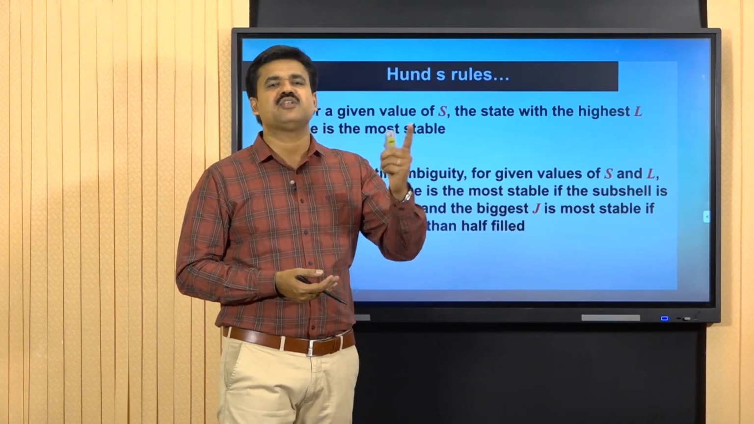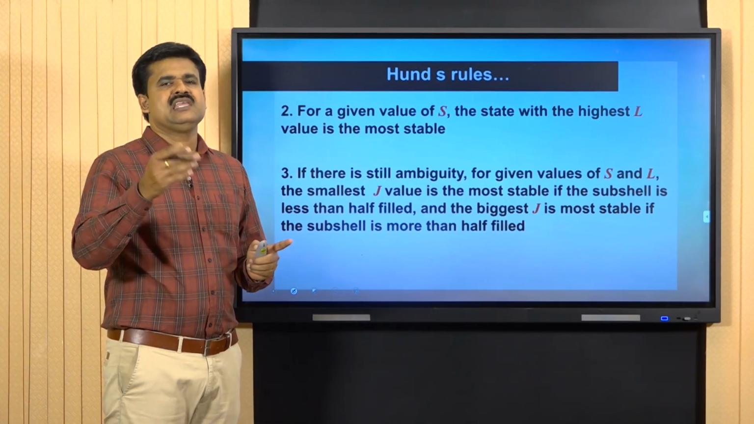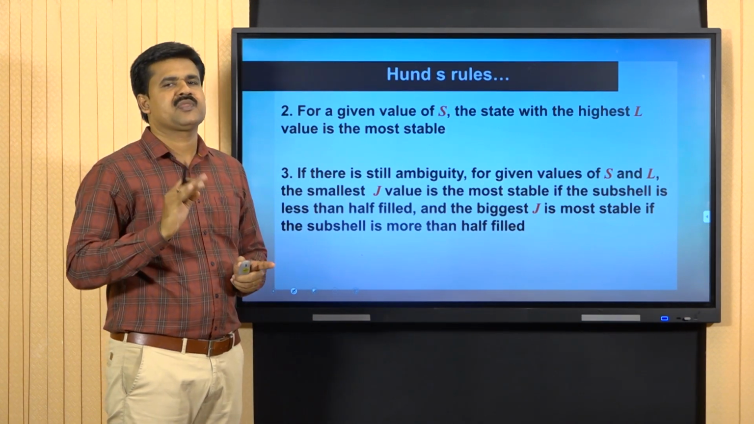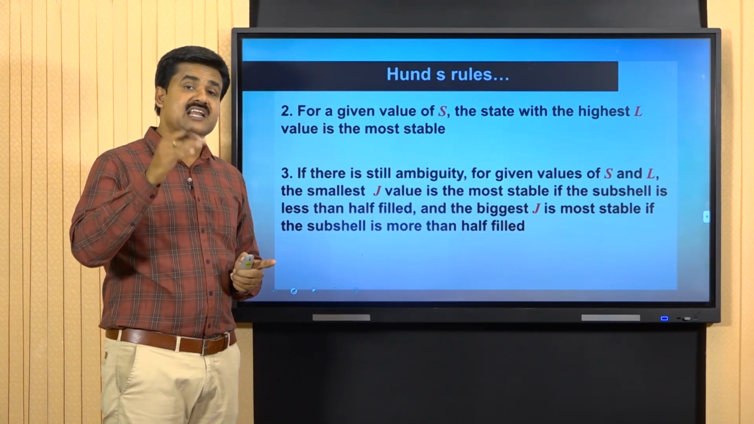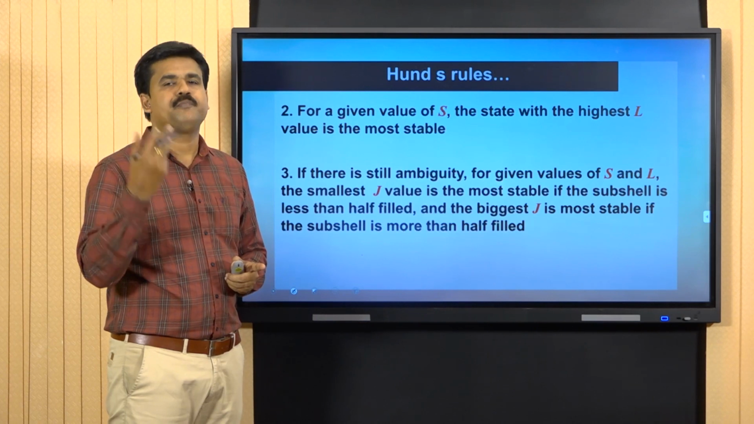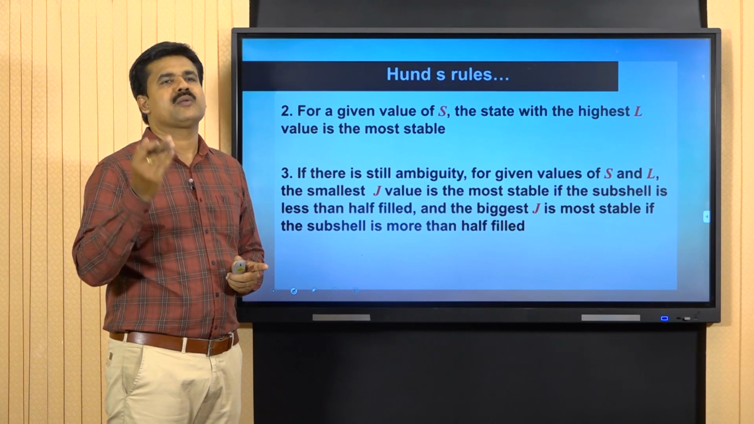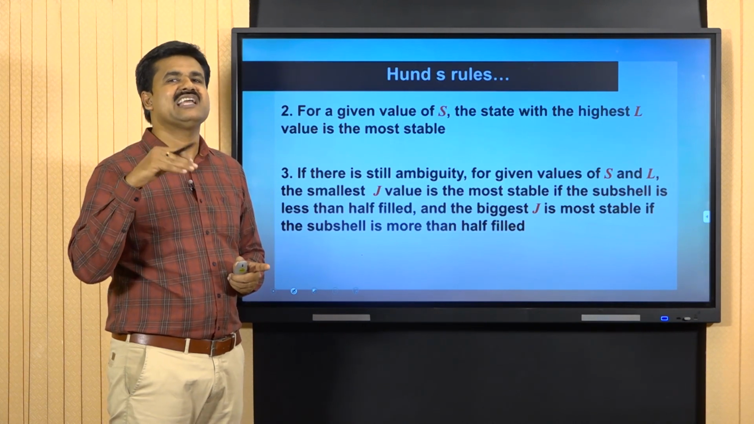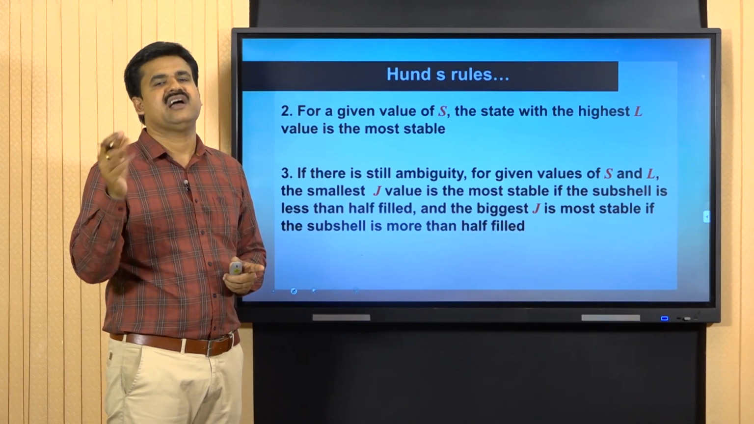Moving on to the second statement of Hund's rule. For a given value of S, the state with the highest L value is more stable. That means, if I give you some terms, you have to pick out those terms with the highest multiplicity. If there is more than one term with the same multiplicity, then among those you pick the term with the highest L value. So, the ground term, or minimum energy term, must have the highest multiplicity. Among those with the highest multiplicity, the L value must be higher.